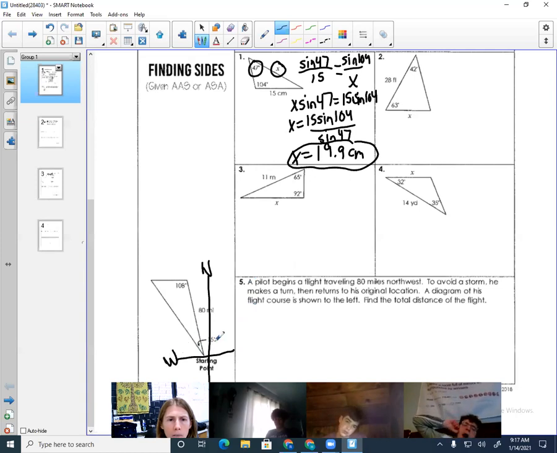Do you see that? So it's 80 miles northwest. To avoid a storm, he makes a turn and then returns to his original location. A diagram of his flight course is shown to the left. Find the total distance of the flight. Okay, now total distance.